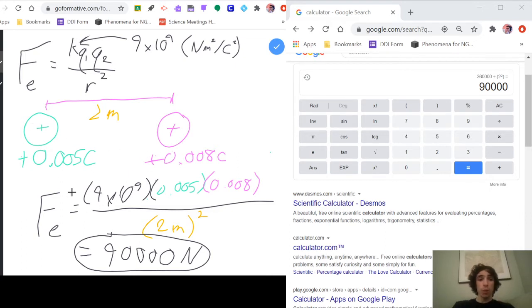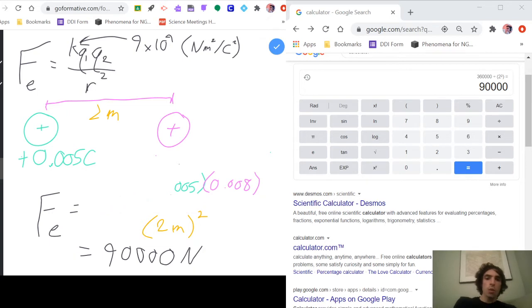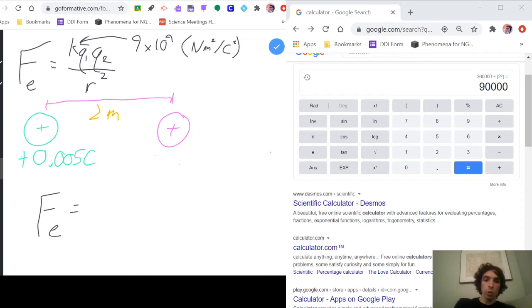Okay, so that was the first type of problem, solving for force. It was pretty much just plugging in because this equation is already solved for force. So let's look at a problem where we now know one of these charges, and we know the force acting on them, but we don't know what one of those charges is. So let's say that this pink charge right here, we don't know what the value of this one is now.